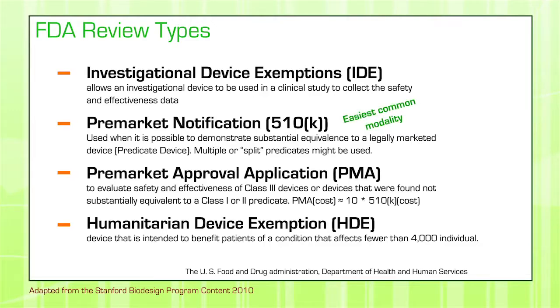The PMA is essentially used for any device that cannot be proved to be substantially equivalent to a class 1 or class 2 predicate. And something really important to consider is that a PMA is substantially more costly than a 510K, not only in the submission part, but also in how your clinical trials are going to go and how your controls for manufacturing should go in order to prove that your device is safe and effective.